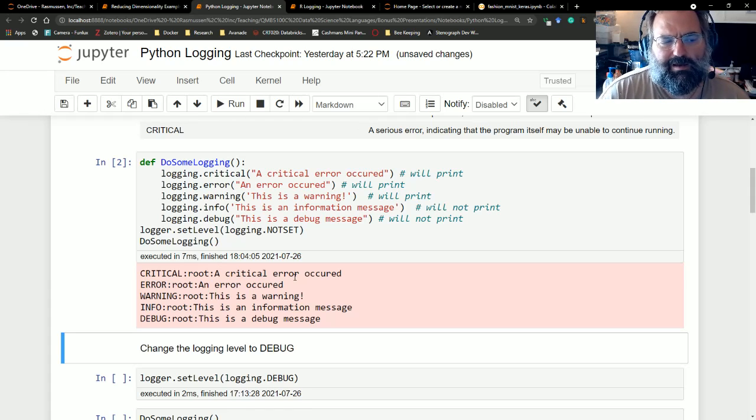The distinction that I would make with a warning versus an error: warning, something bad happened, but you were able to keep going. Error, something bad happened, you probably weren't able to keep going, maybe for that particular record or that particular file. Critical would be it's end of the world, right? You're giving up totally, going to totally shut it down.